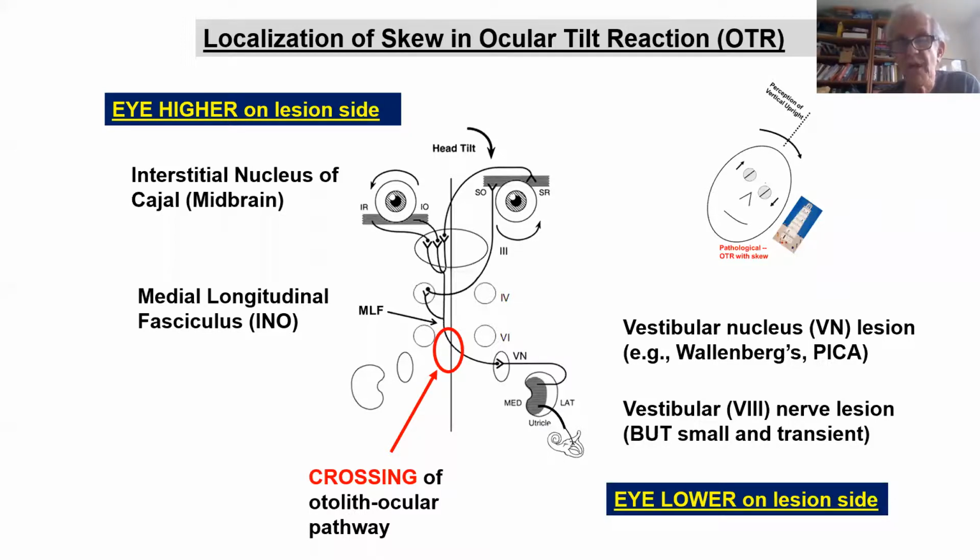The eye is lower on the lesion side when it's low. So the low lesions, medulla, eye lower on the side of the lesion. The high lesions, pons and midbrain, eye higher on the side of the lesion. Eye high, eye low, low, something like that.